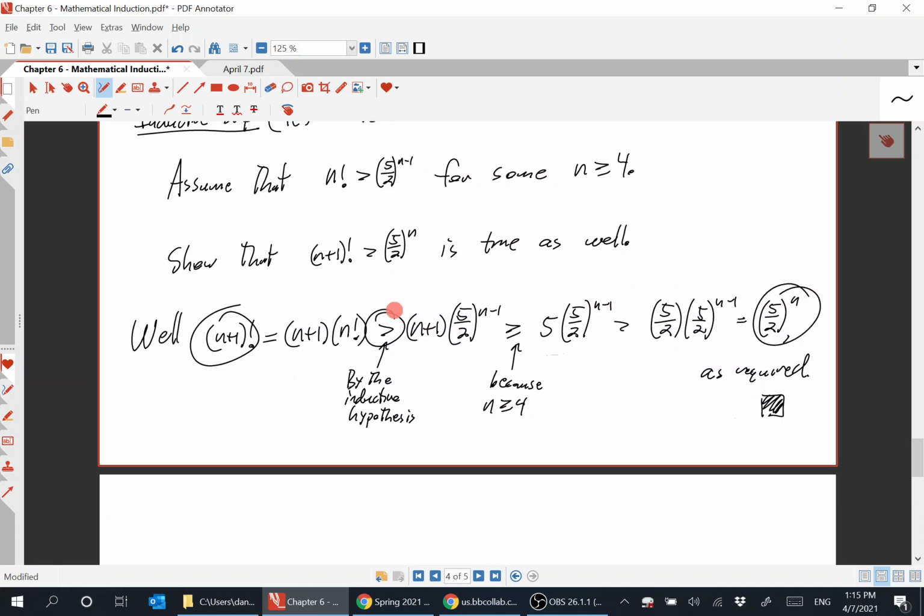So proving an inequality is done as a string of inequalities, with the reason for each one underneath. Unless it doesn't need a reason, like 5 is bigger than 5 halves.